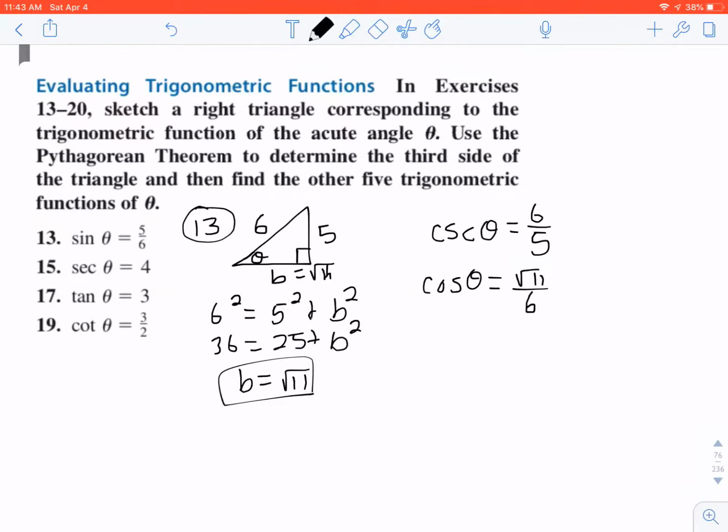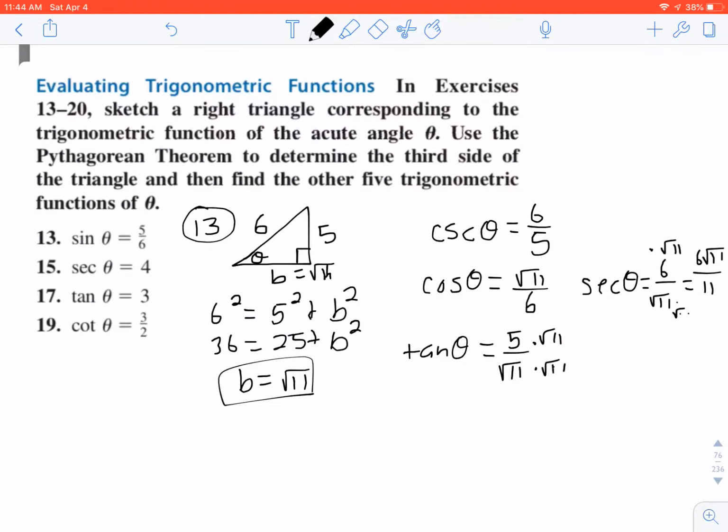Okay, the reciprocal of that is secant theta, which is 6 over square root 11. We need to multiply the top and bottom by square root of 11 to rationalize the denominator. So you'd have 6 square root of 11 over 11 for your secant theta. Tangent theta is opposite over adjacent, so 5 over square root 11. Again, multiply the top and bottom by square root 11 to rationalize your denominator. So 5 square root 11 over 11.